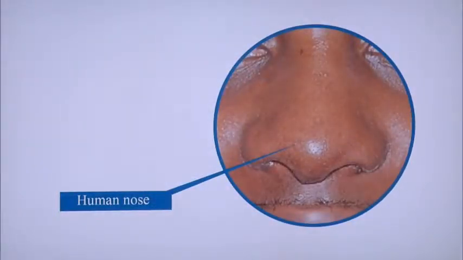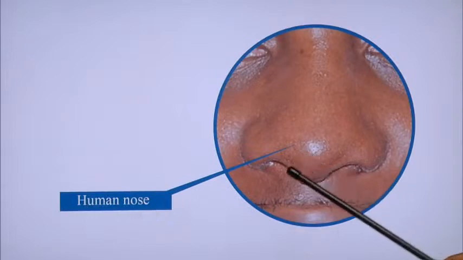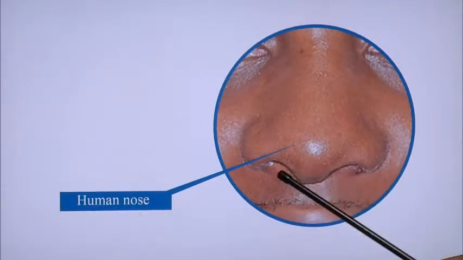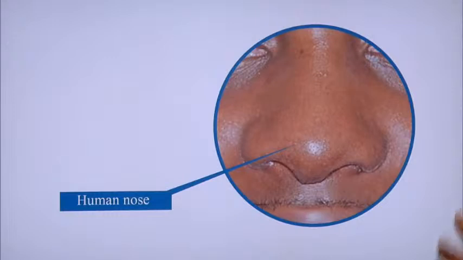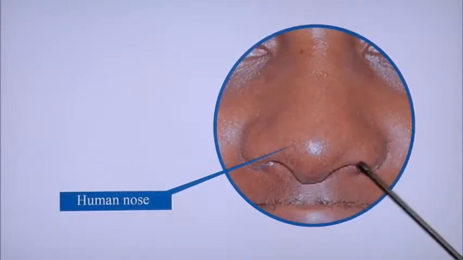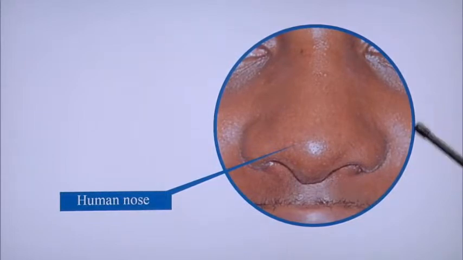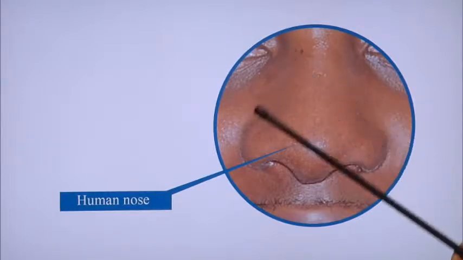Nose. Human nose. We have 2 holes in the human nose. And the nose helps us to do what? Smell things, whether sweet or bad. So this is the human nose. The human nose is like a cartilage object.